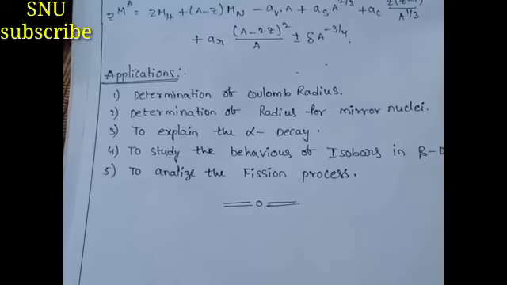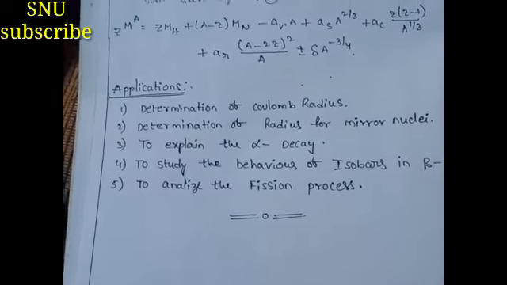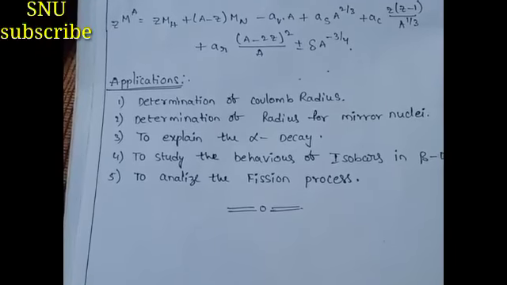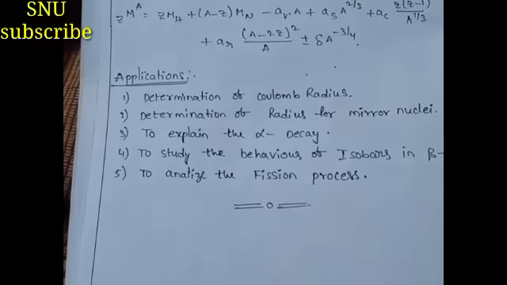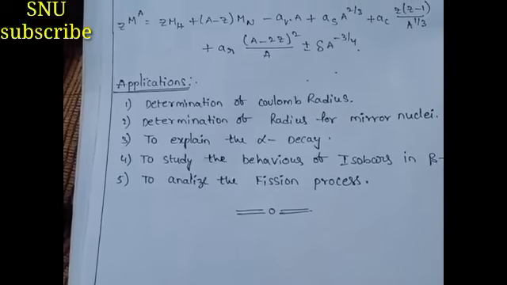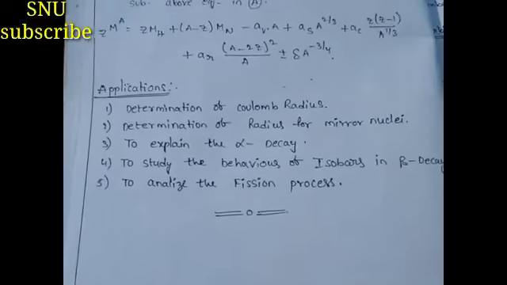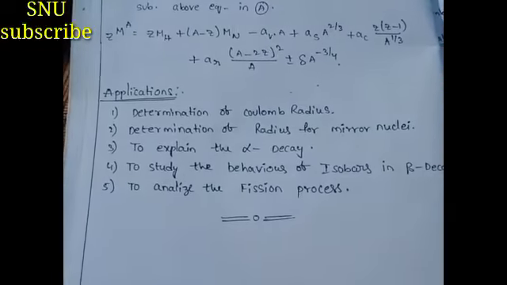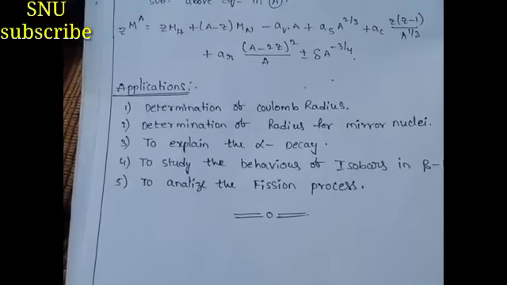Applications. Determination of Coulomb radius. Determination of radius for mirror nuclei. To explain alpha decay. To study the behaviors of isobars in beta decay. To analyze the fission process.